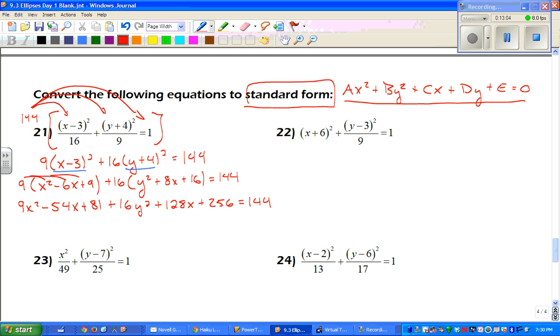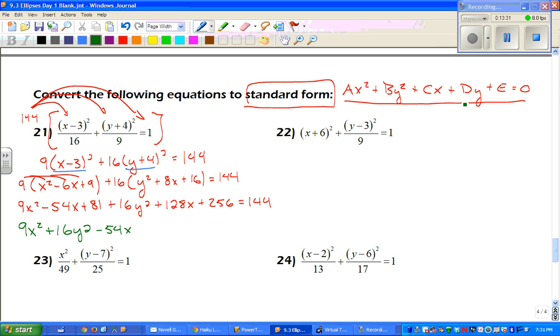Now at the very last step, I just want to make sure it's in the correct order. So when I look back up here, I need the ax squared to come first. So 9x squared comes first. Then I need the by squared. So that's the 16y squared. So plus 16y squared. After the y squared, I need the x term. So I have minus 54x.